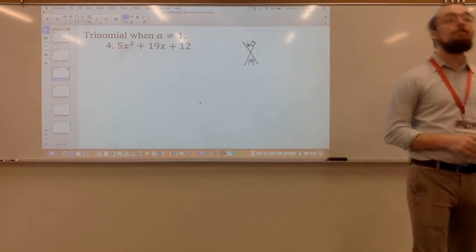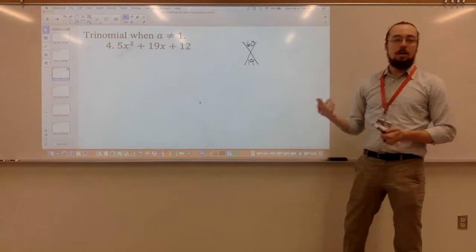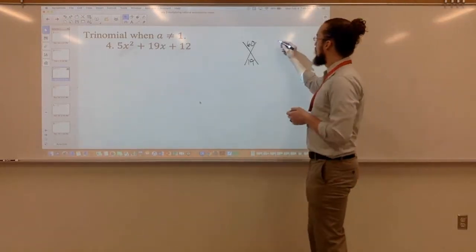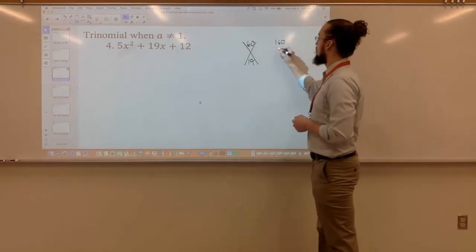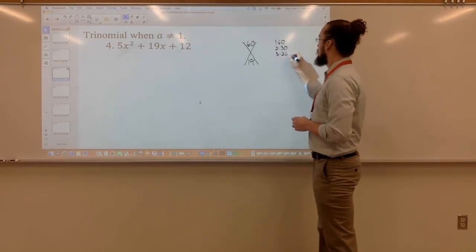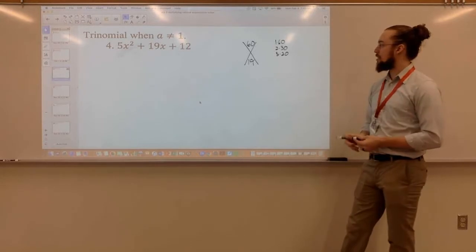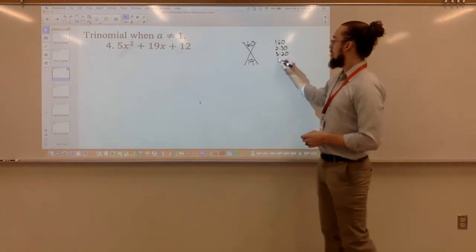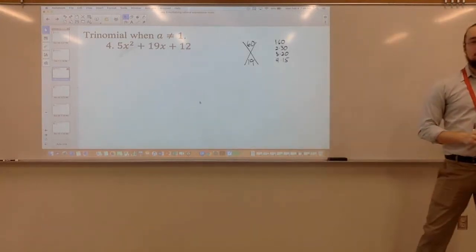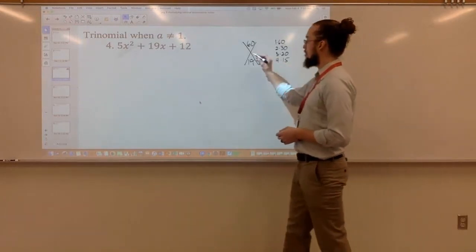Just list out the factors of 60 until we find a pair that would add or subtract somehow to get 19. So, let's see. We got 1 times 60, 2 and 30, 3 and 20. It seems close, but doesn't look like it. 4 and 15. I think that's the winner. 4 plus 15 is 19.